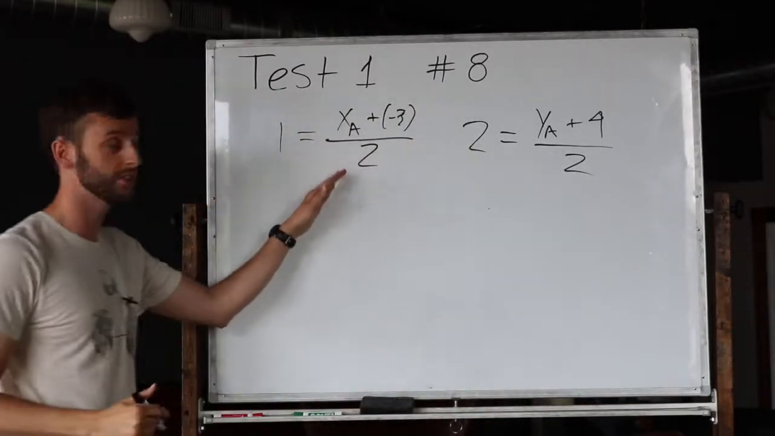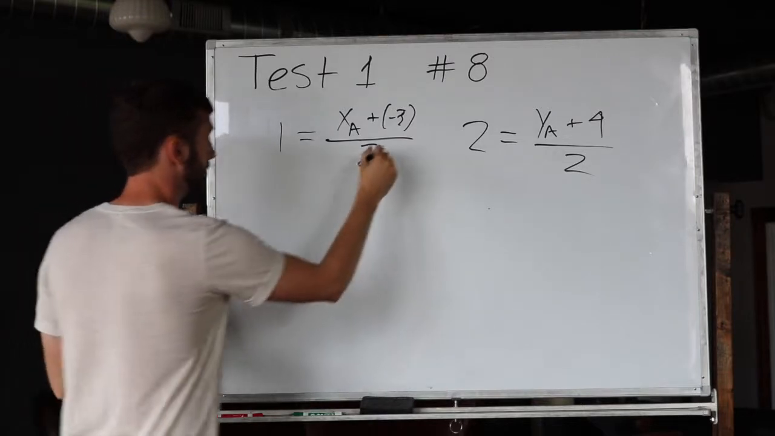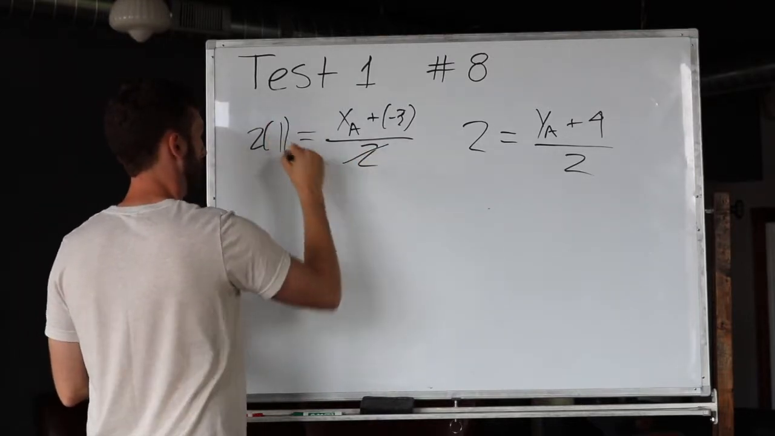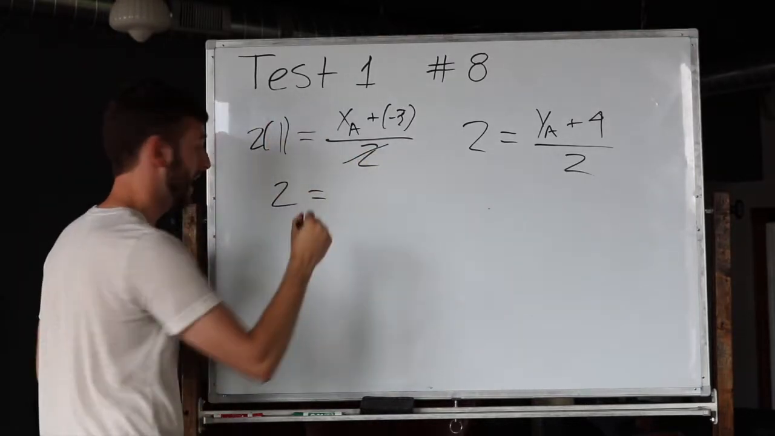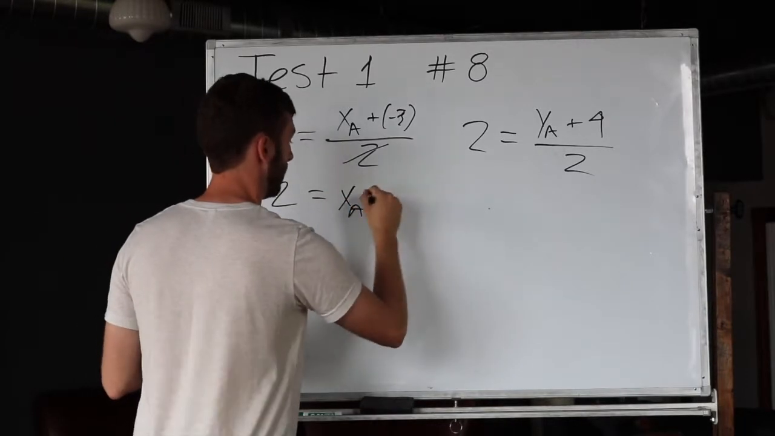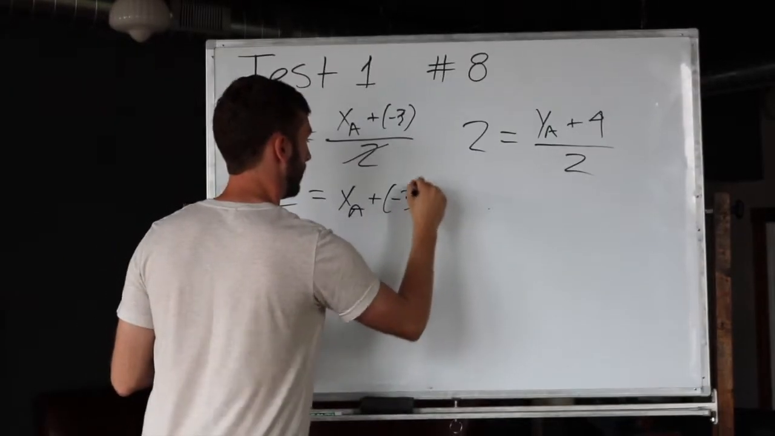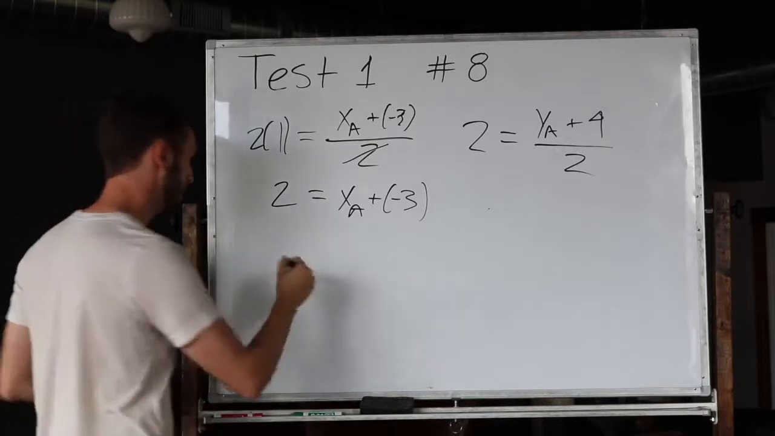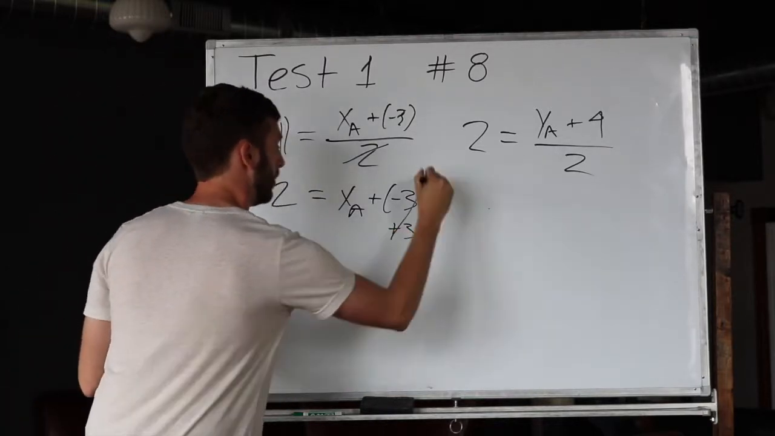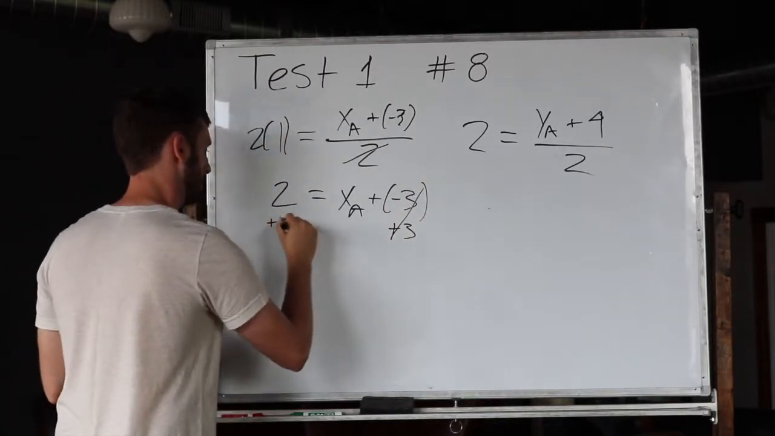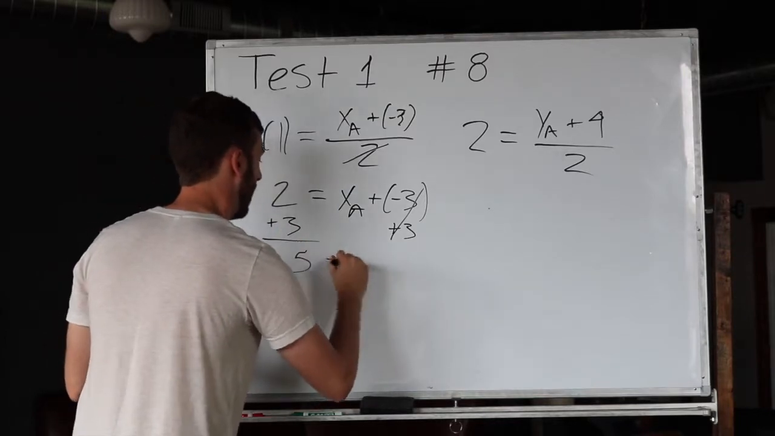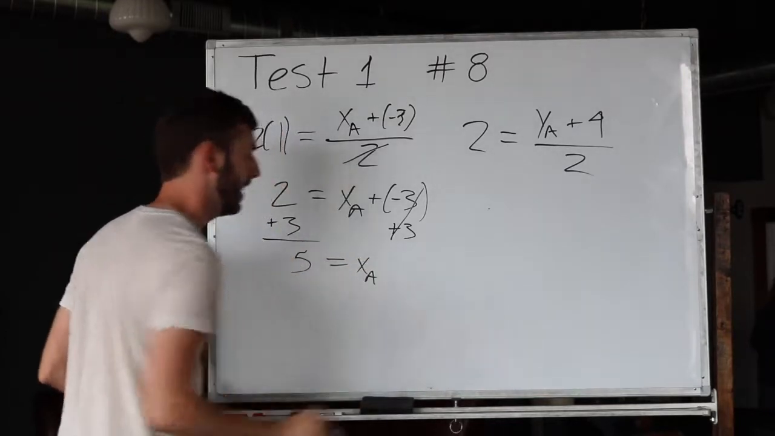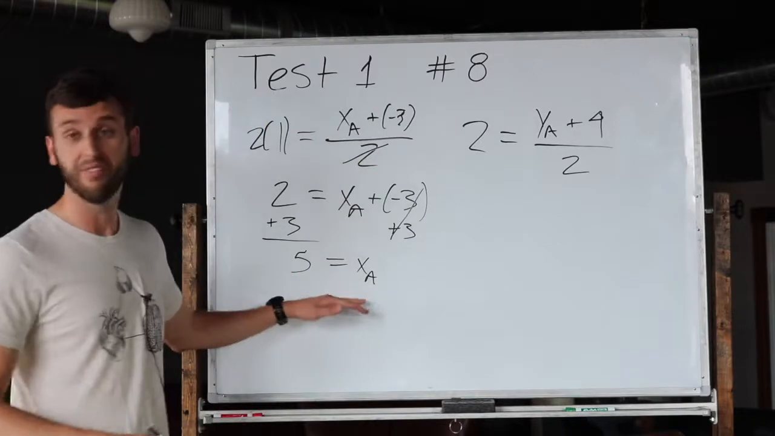So if we erase this, we can solve first for XA. So we multiply by 2 on both sides. 2 equals XA plus -3. Now if we add 3 on both sides, those cancel. We get 5 equals XA. Okay, so we found XA.